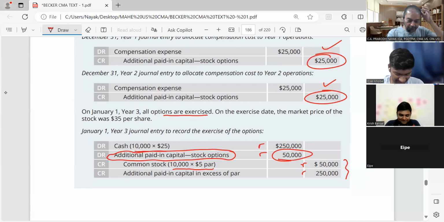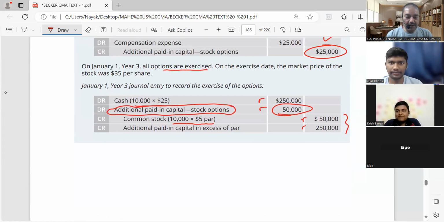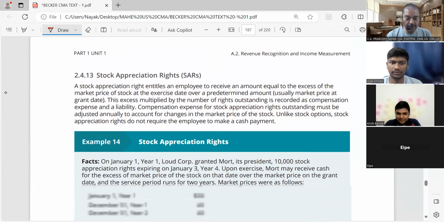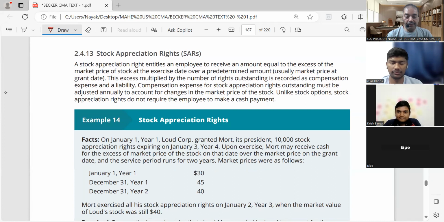So this example has been understood. This is the same thing that we'll be doing for ESOPs also, that is employee stock option. Now, what is the difference between employee stock options and stock appreciation rights, SARs? In an employee stock option or stock purchase plan, an agreement is made that if you fulfill certain conditions, then you are eligible to purchase additional shares of a company at a reasonable price, which is less than the market price. So you get a benefit out of it.